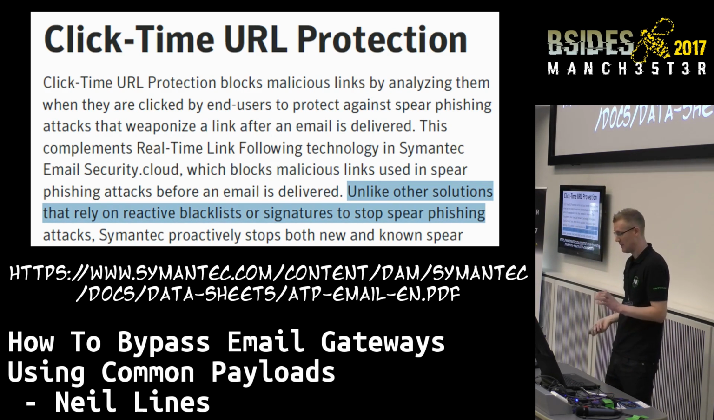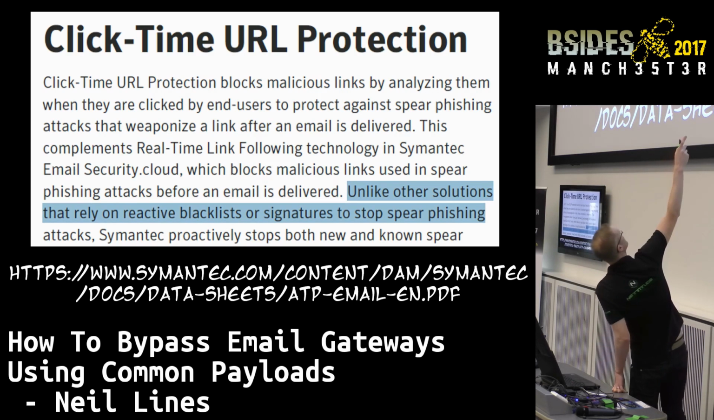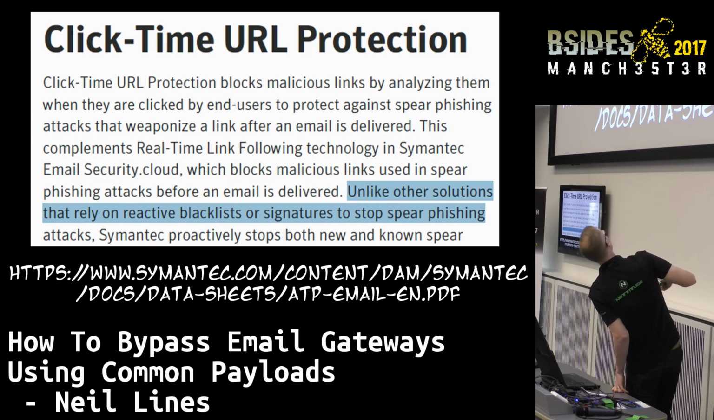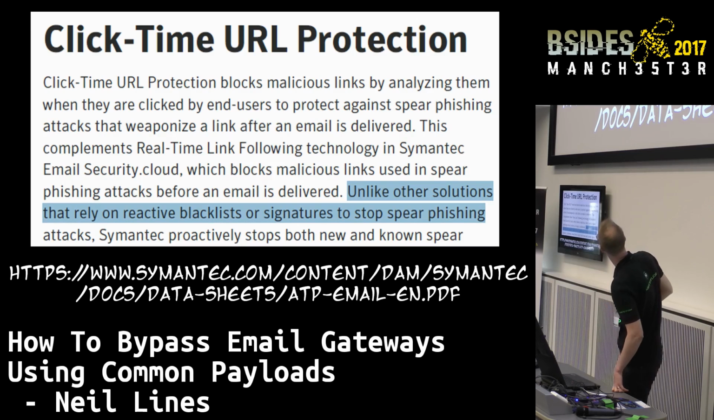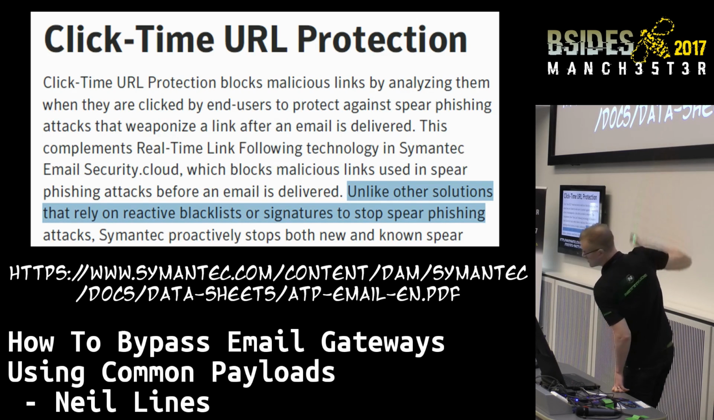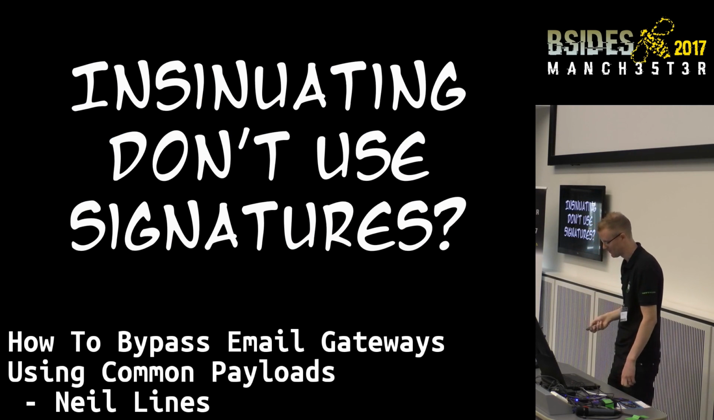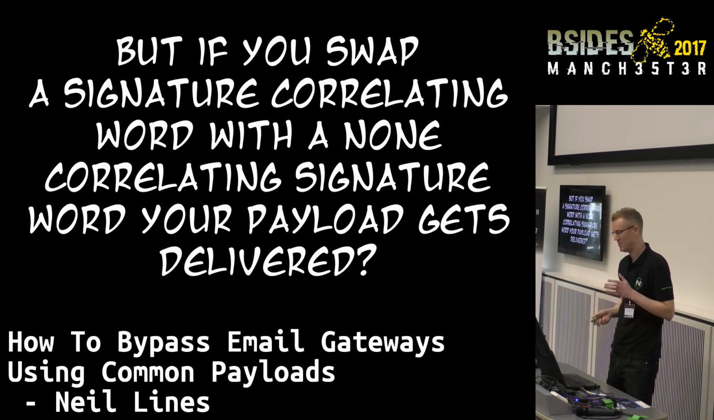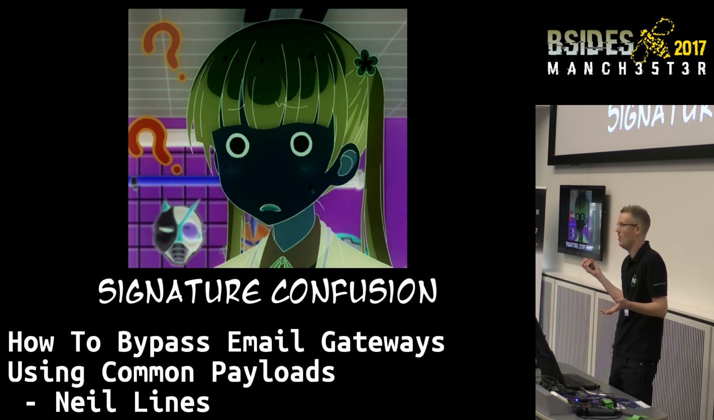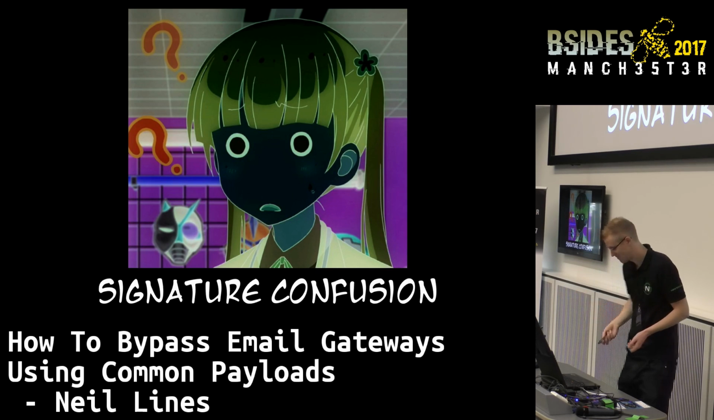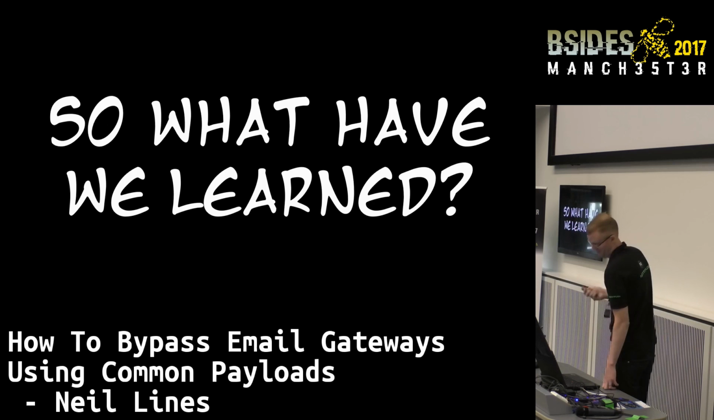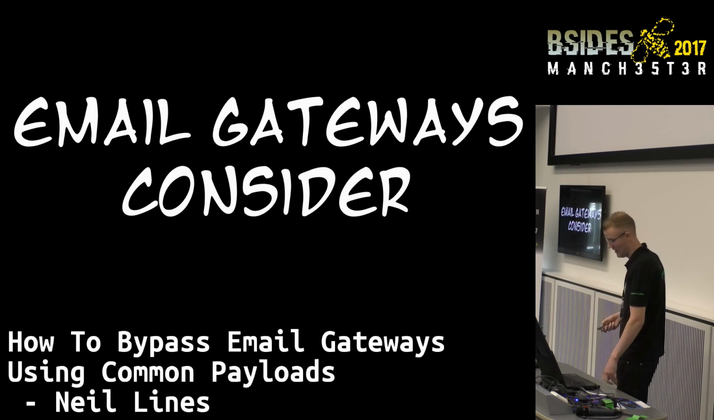In this, they basically highlighted that unlike other solutions, they don't use signatures. Basically, they insinuate that. Well, you're going to be thinking, if you swap an obvious word like PowerShell with a non-obvious word like calc, or potentially there would be a signature in calc, but MS Paint, it works. So I came up with this. I think they're confused.